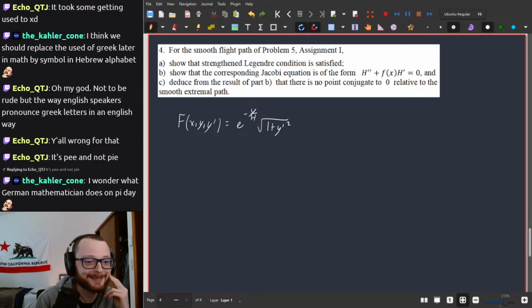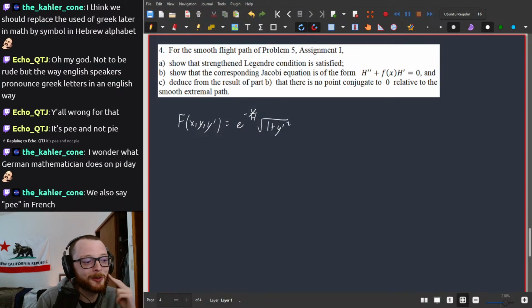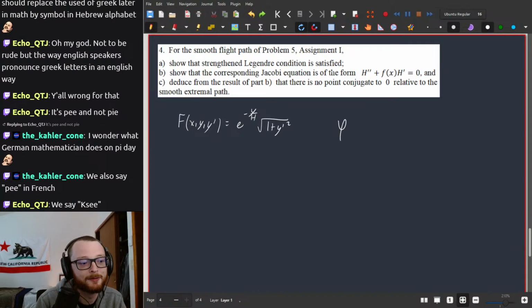Yeah, on Pi Day. We are all over the place with how we pronounce Greek letters. I'll absolutely give you that, because I have heard at least 3 different ways to pronounce this. I've heard psi, I've heard kissy, I've heard kisai. Is there anything else? I think those are the 3. I've heard phi and I've heard fee. We say kissy. We also say pi in French.